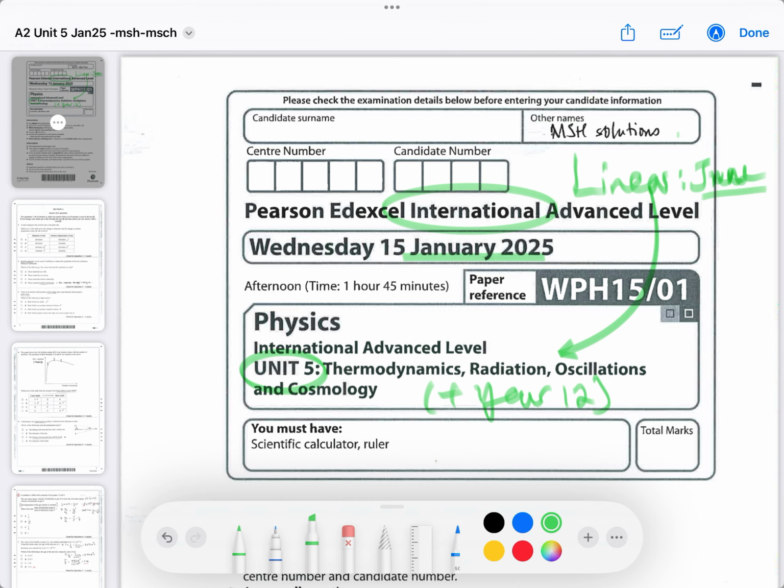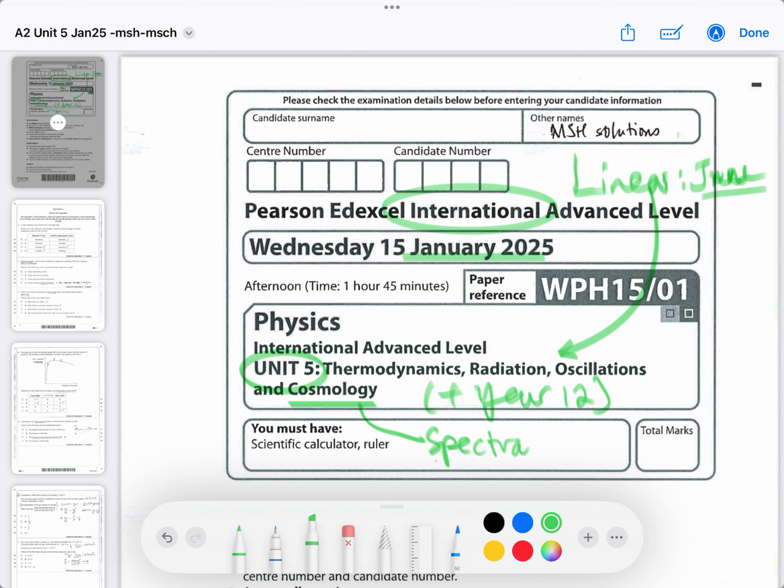So for example, because of cosmology, they include questions on optics, and they include questions on spectra. Okay, so spectra, you were taught spectra in Year 12.